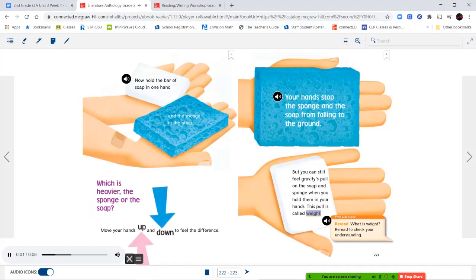Stop and check. Reread. What is weight? Reread to check your understanding.